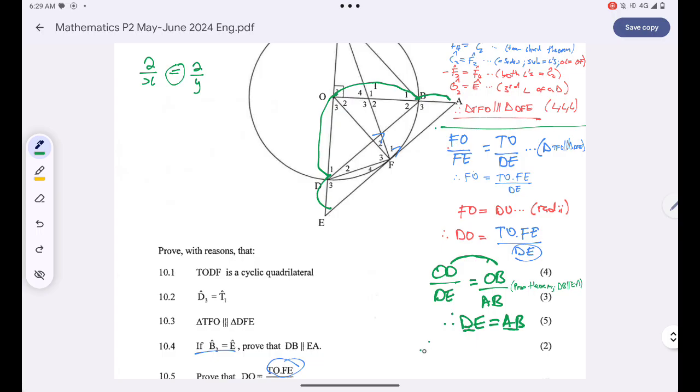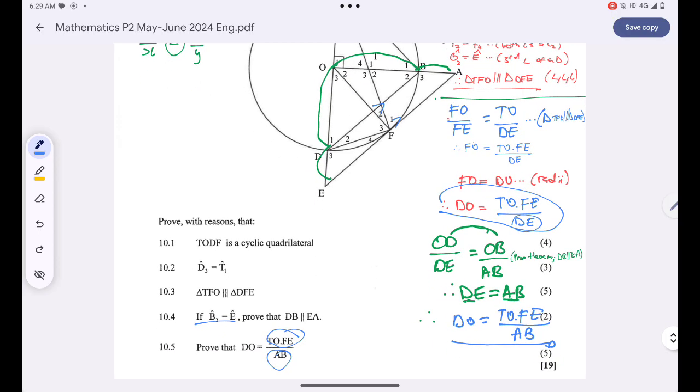I can therefore conclude that DO, which I have over there, DO is equal to TO multiplied by FE, but I know that DE and AB are equal. I can therefore conclude that this thing is just divided by AB. Now I have proven that DO is equal to the product of TO and FE all over AB. That's how, guys, you're supposed to tackle the 10th question over there.